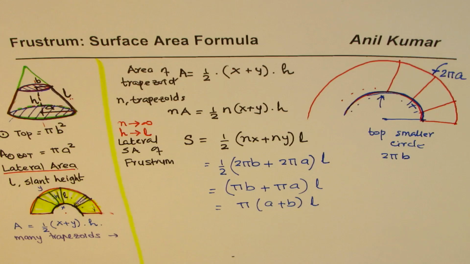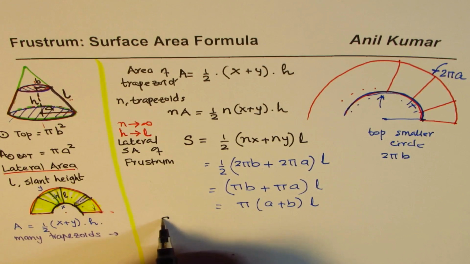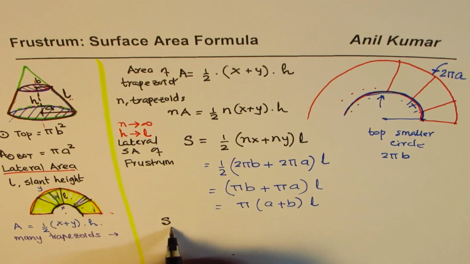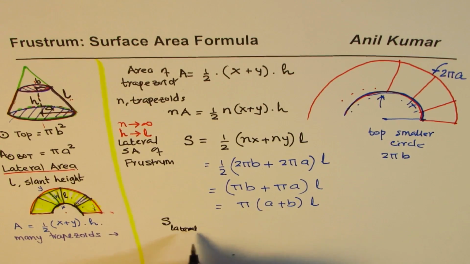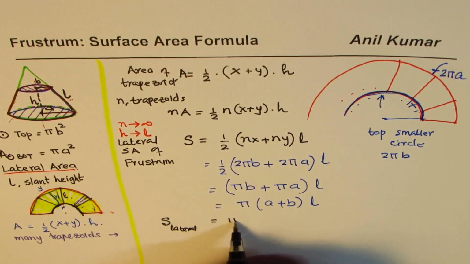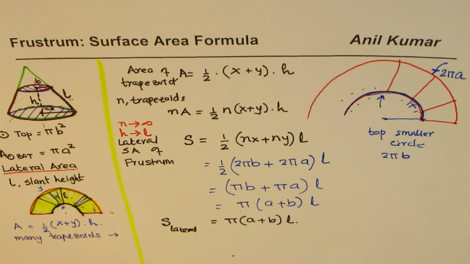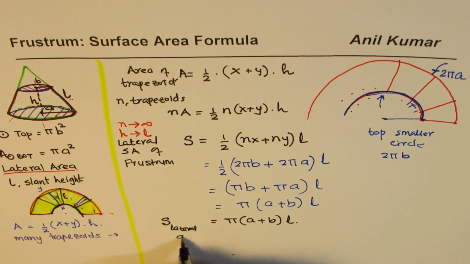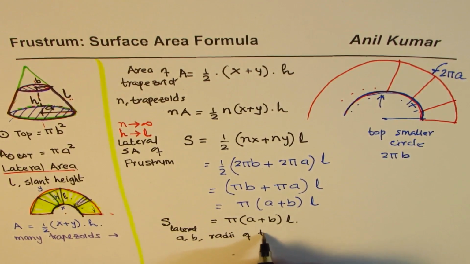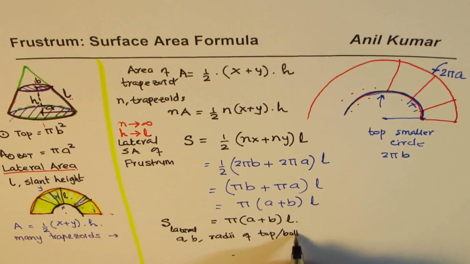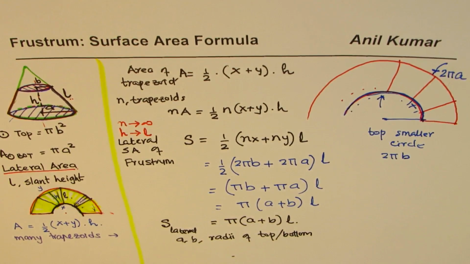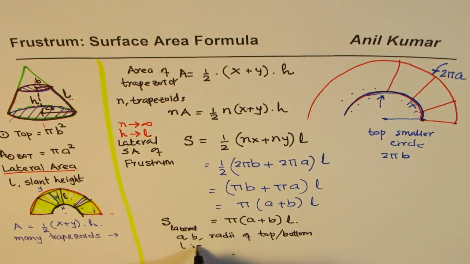So now let me write down the formula big and bold. And then we are going to use this formula to solve some questions. So we have the surface area, this is lateral, equals pi times a plus b times L, where a and b are the radii of top and bottom. Is that okay? And L is the slant height.